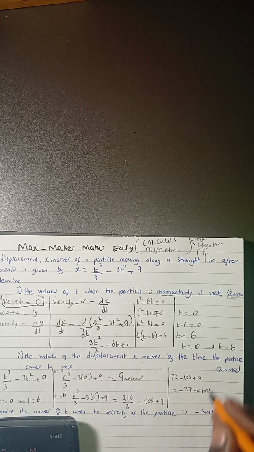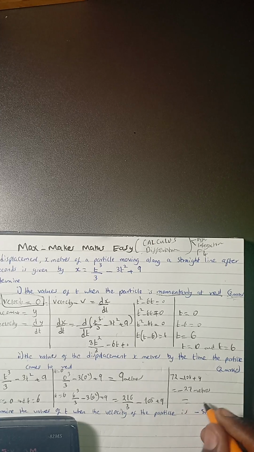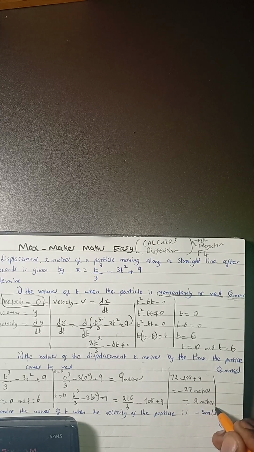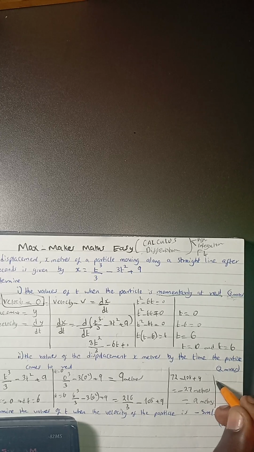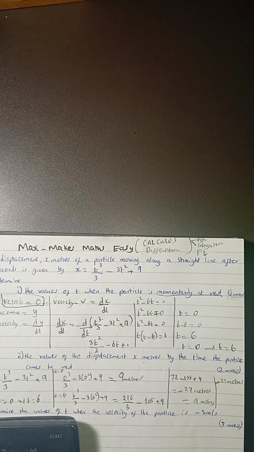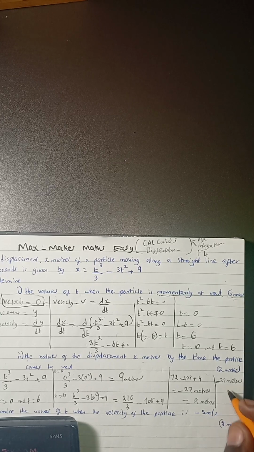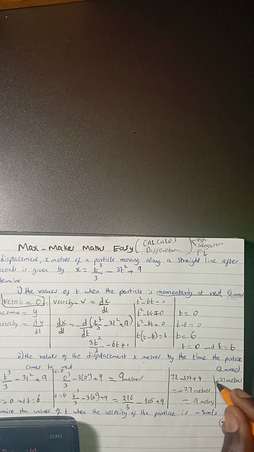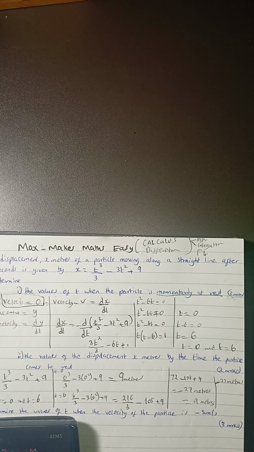meters. Negative 27 meters. So the answer is 9 meters and negative 27 meters. This negative 27 meters just means the particle goes in the opposite direction. So it is negative 27 meters.